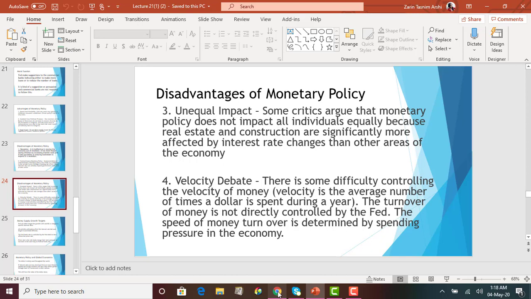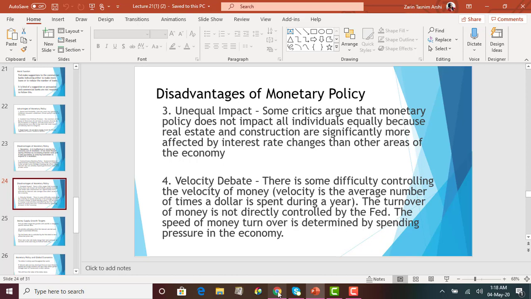I know we said an advantage is equal impact, but critics of monetary policy say that it has unequal impact. Basically, certain industries are more sensitive to interest rates than others. Like the real estate or construction industries, these are more sensitive to changes in interest rates compared to education or healthcare sectors. So whenever there are changes in interest rates, monetary policy has unequal impact on different industries. Finally, velocity debate.